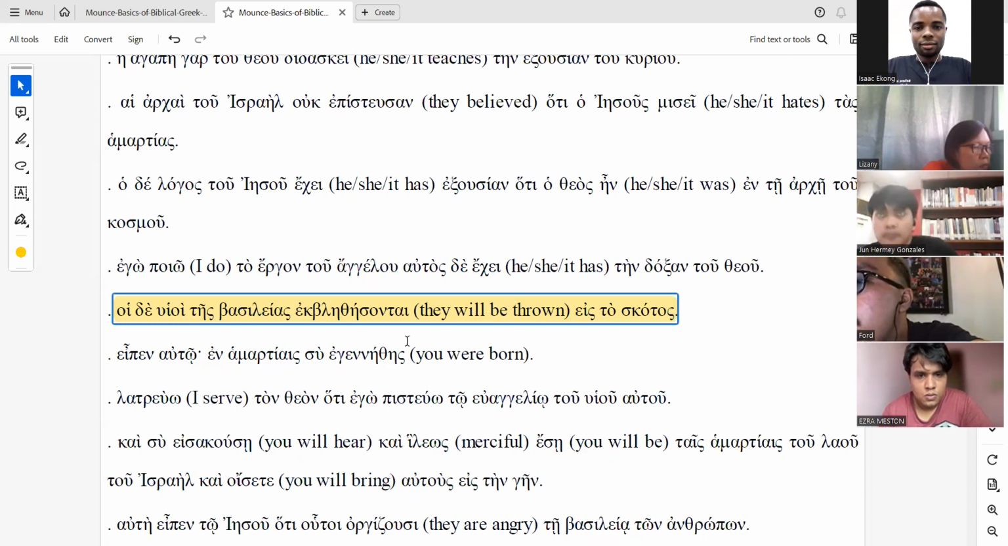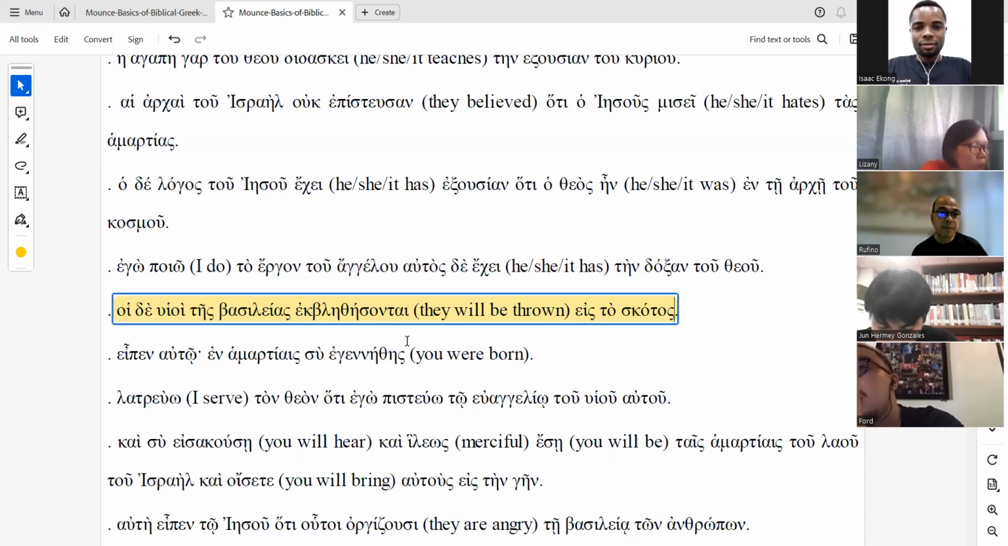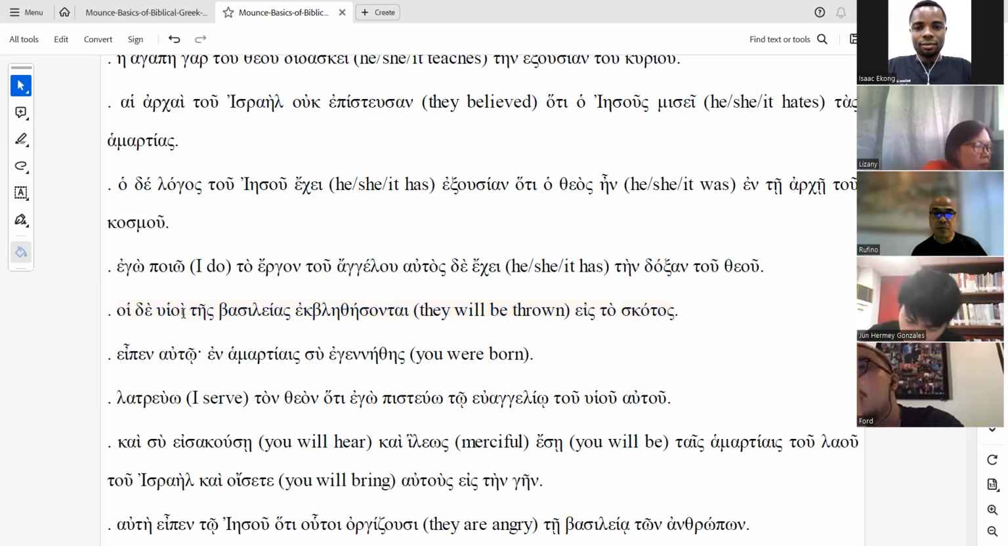What is Basileia? You remember? Kingdom, right? Okay, Basileia is kingdom. But the sons' kingdom, this is genitive, so you add "of". But the sons of the kingdom will be thrown.